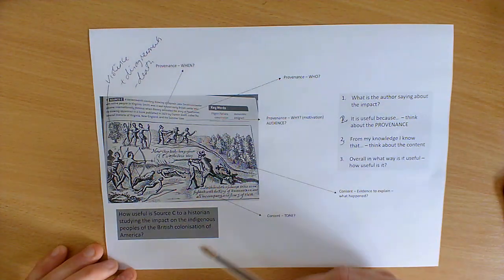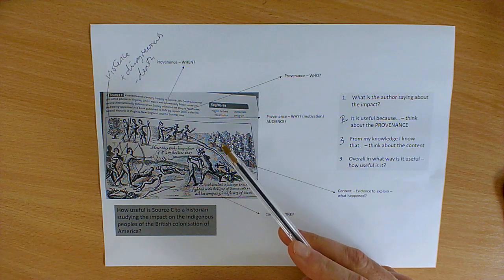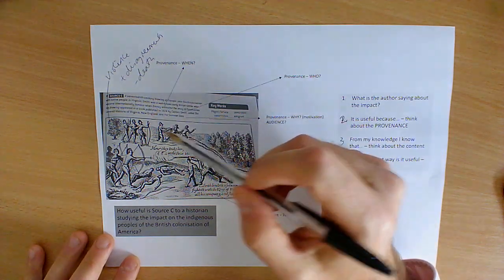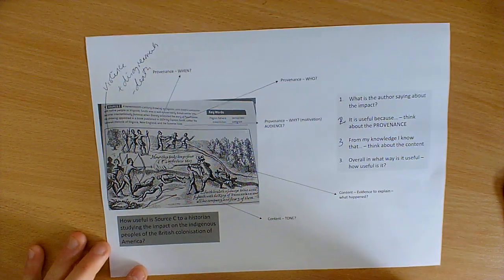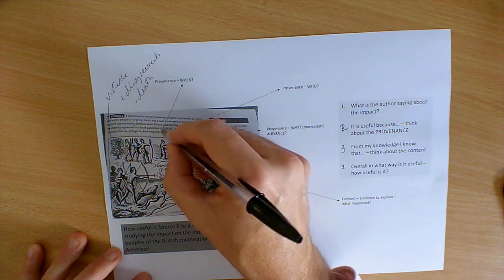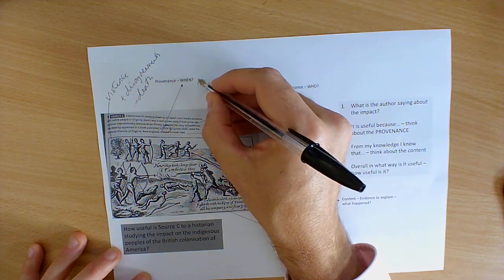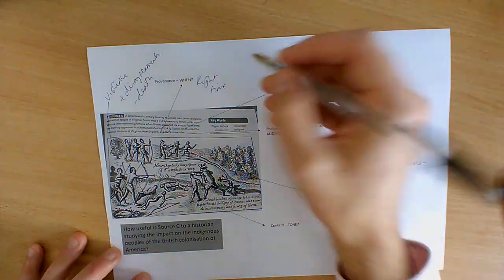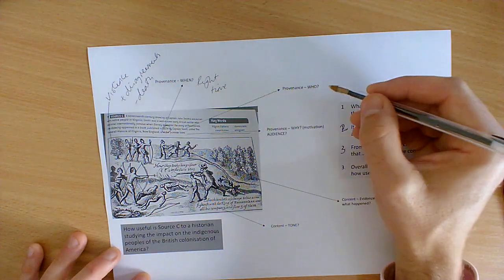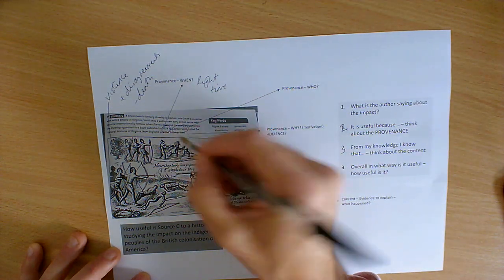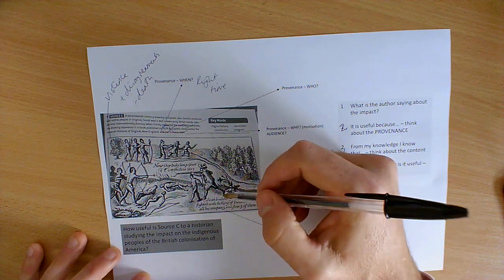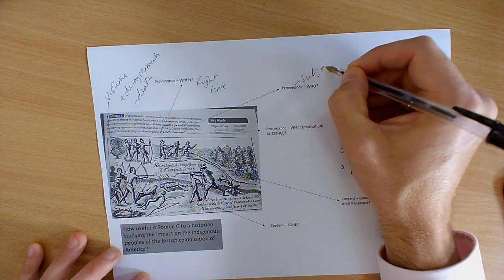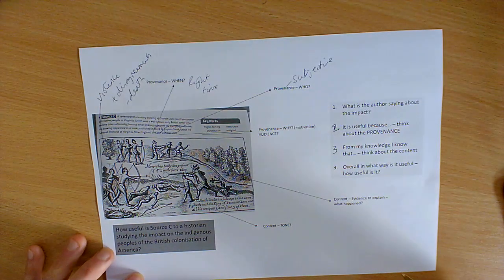is I want you to think about, when you've got a how useful question, the provenance. Okay, and when we think about the provenance, we're thinking about questions like, when was it made? Well, it was made in the 17th century, 1624, so it's the right time, so it's useful in that respect for finding out what people thought at the time. Who made it? Well, it's made by Captain Smith, about Captain Smith. So if it's made by him, for him, it's going to be a very subjective view, isn't it? It's a one-sided view, okay?